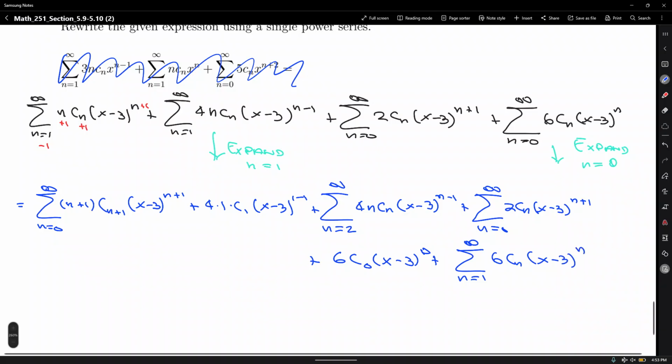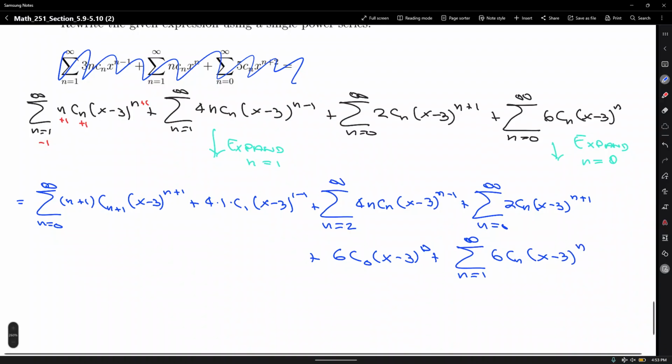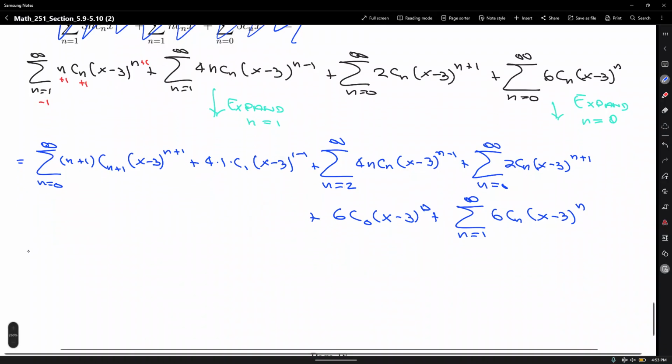So let me put together everything we expanded. That is 4 c sub 1 and x minus 3 to the 1 minus 1. That's the 0 power, which is just 1. We don't need to write it. And then plus 6 c0 x minus 3 to the 0. That's also simply 1. Okay, so plus sigma, the first series at n equals 0 to infinity of n plus 1 c sub n plus 1 x minus 3 to the n plus 1.